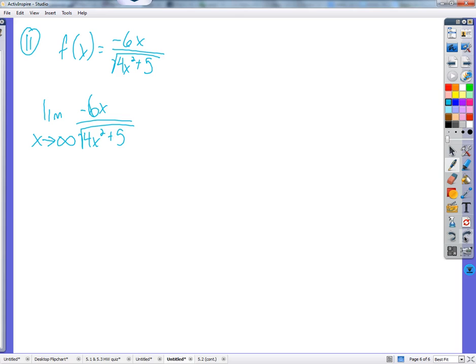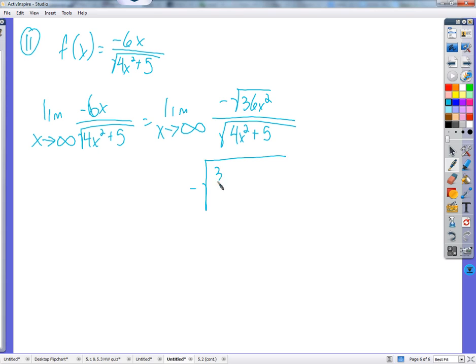We could look at x as the square root of 36x squared. Rewrite it that way. So this could just be rewritten as the square root, this whole square root, this is a big thing, of 36x squared over 4x squared plus 5. Okay. So now we can see inside the square root, the limit inside the square root would be approaching what? 36 over 4, which is 9.